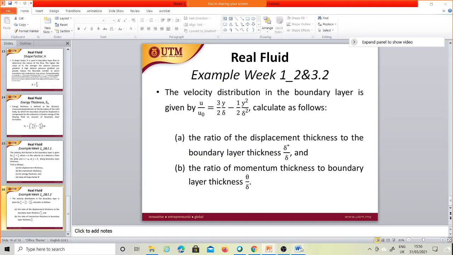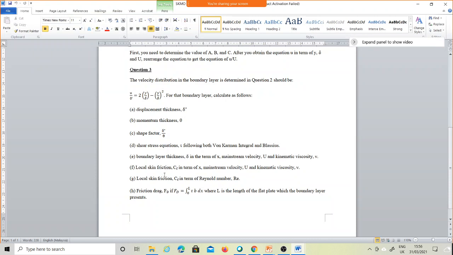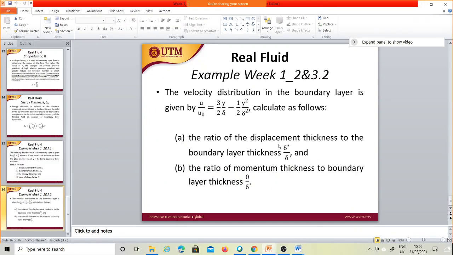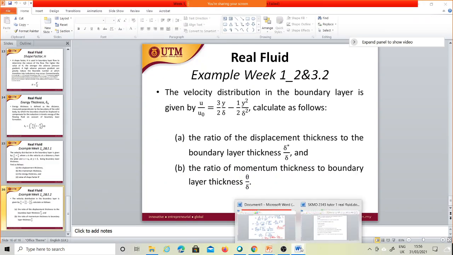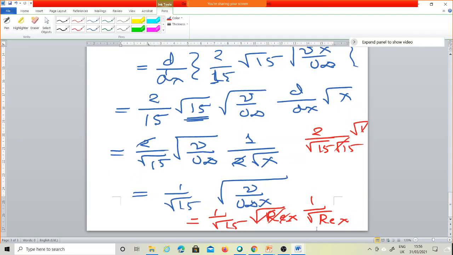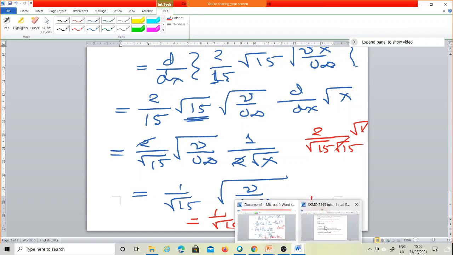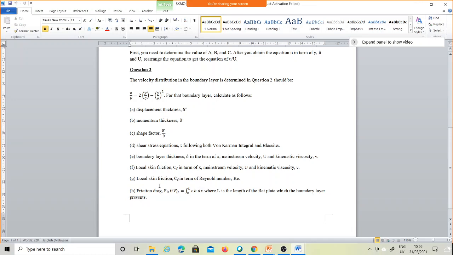And then the next problem said local friction CF in terms of Reynolds number. So in terms of Reynolds number means you have to compress or make the form concise in terms of Reynolds number like this. Okay, so that's also answering the next question. And the last one, frictional drag.